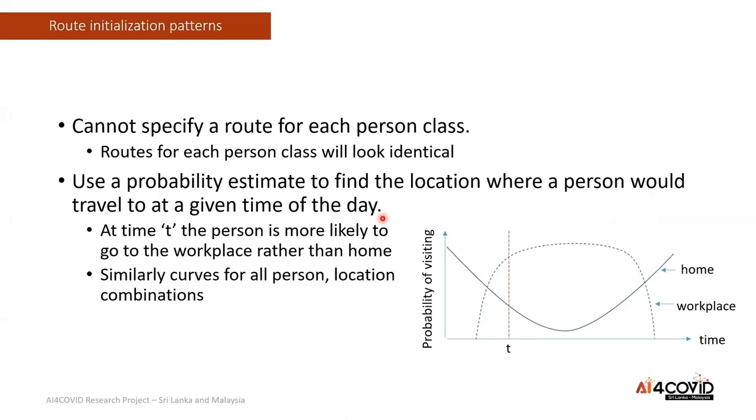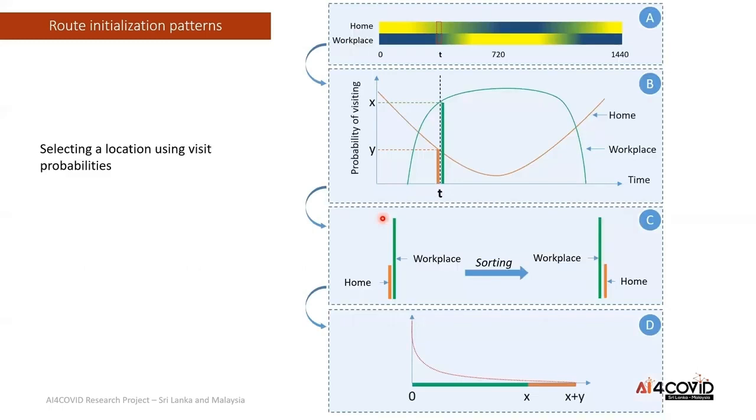For example, let's take a commercial worker. If we take a commercial worker, he has the probability of staying at home at the beginning of the day, and this is the end of the day. And in here we have the time in minutes. So at the beginning of the day, like 12 a.m., he's more likely to stay at the home, and at noon he will go to the working place, and at the evening he will come back to the home. So this is what is given.